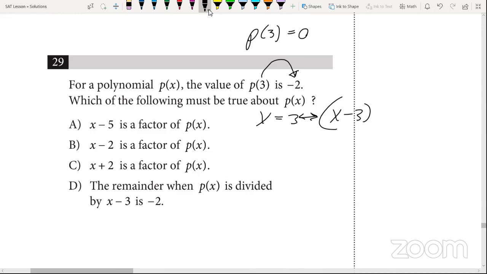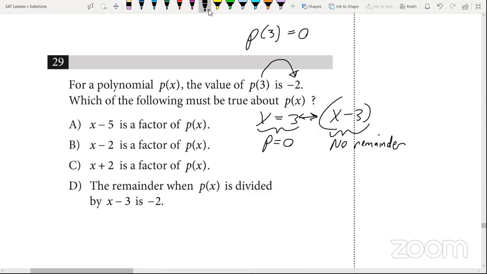But let's just say it equals 0 for a second. The definition of that would mean that when x is 3, the function comes out to 0. Or if you divide by x minus 3, you get no remainder.